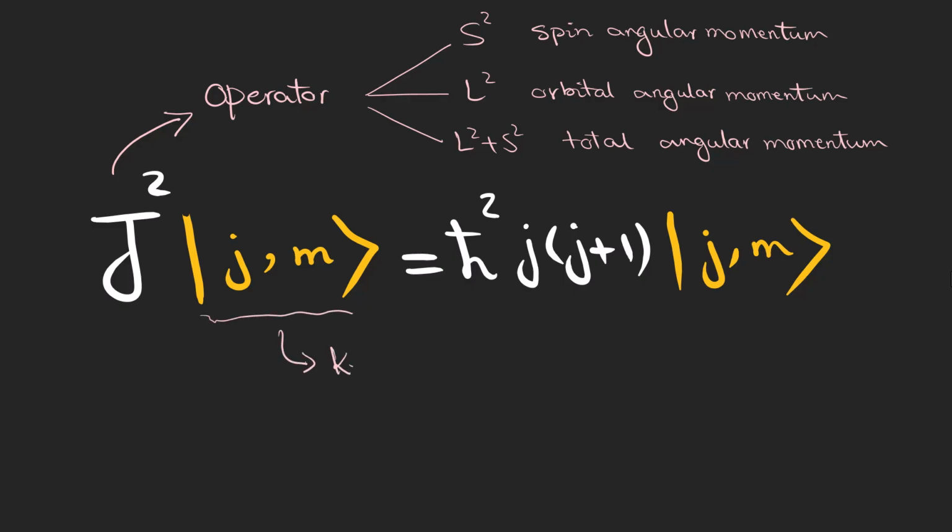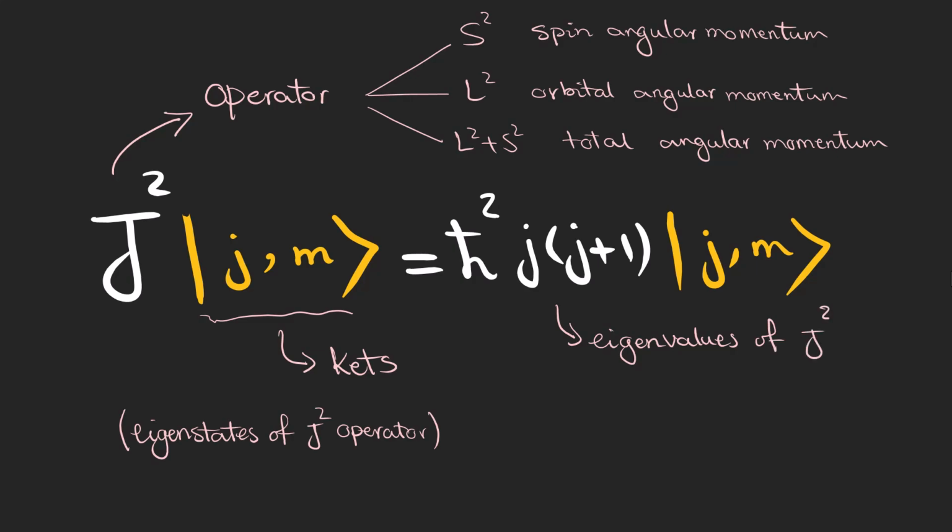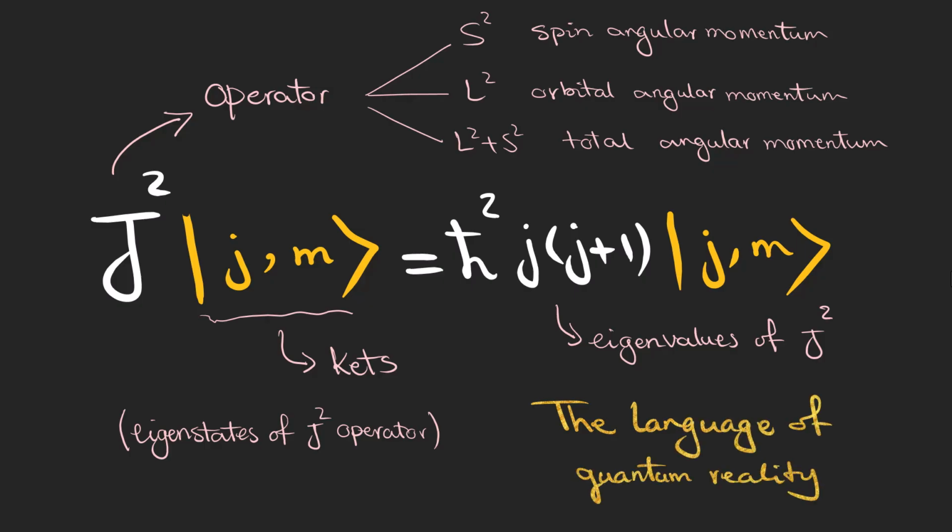These are kets. They are vectors in Hilbert space and they represent quantum states. More specifically, in this example, these kets are the eigenstates of the J squared operator. It acts on these kets and gives the same state with a coefficient. This coefficient, which is a real number in this case, is called the eigenvalue of our operator. In other words, it is the result of a transformation that leads to the same state. Let's call this framework the language of quantum reality. These abstractions we are dealing with are the syntax of this language.